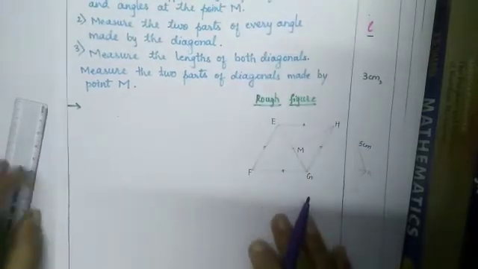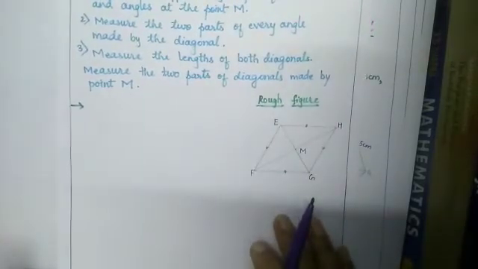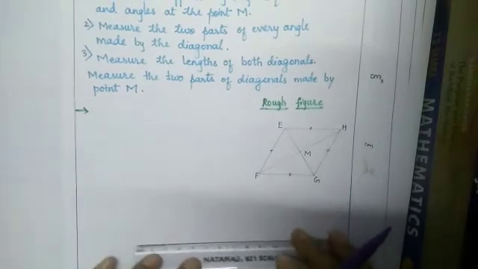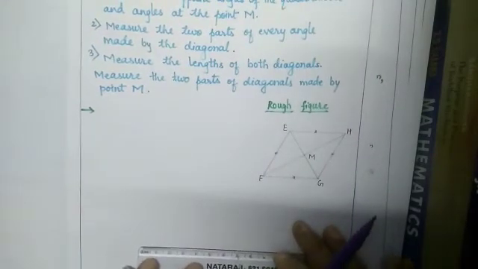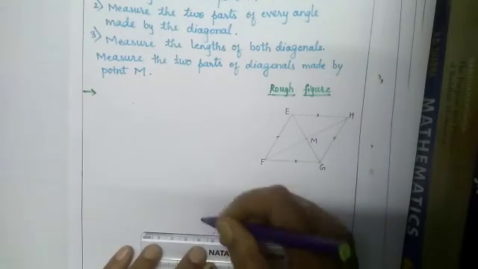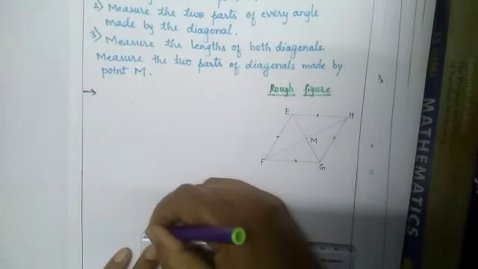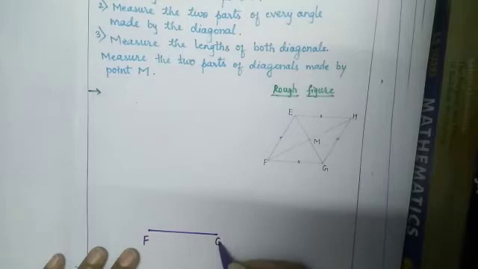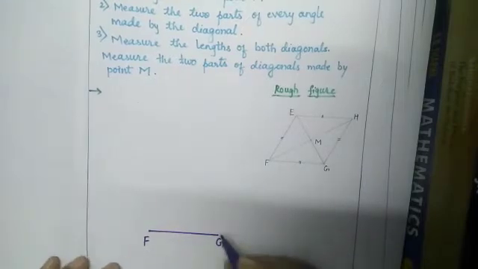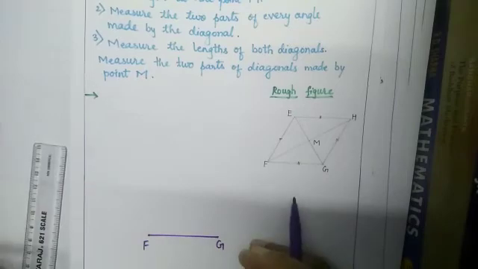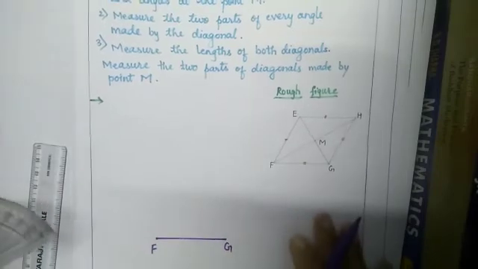So let us check here. Let us take what we have to take. Let us take as 5 centimeter. We will take FG as 5 centimeter. So measure now 5 centimeter as a base. So this is 5 centimeter from 0 to 5. Now this is F and this is G. Now we have to take the measure of angles also. So let us take angle F as 55 degree.